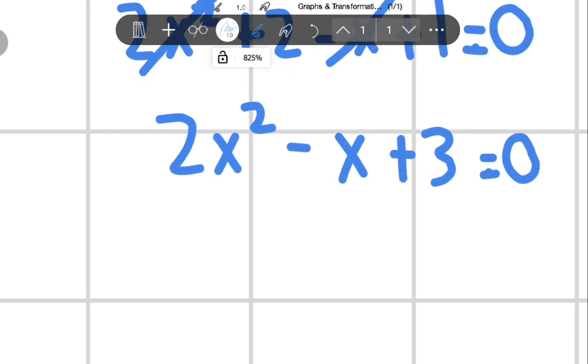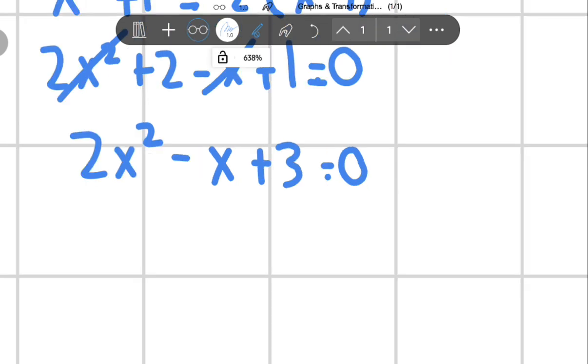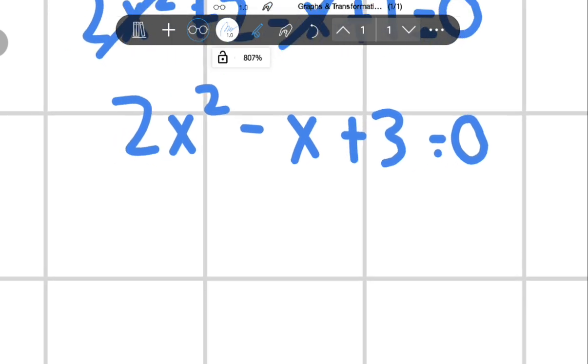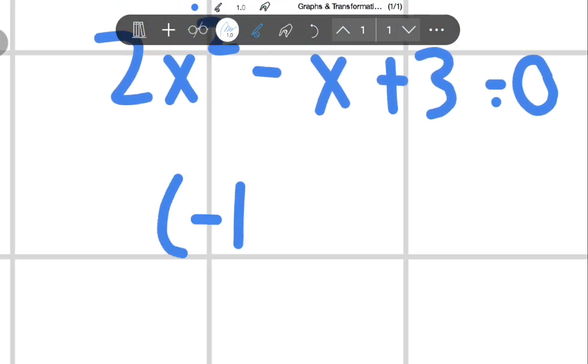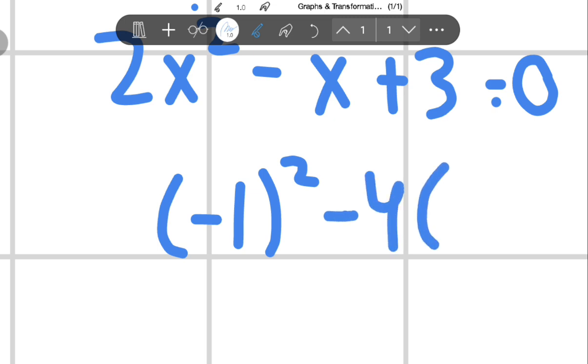So let's put this in the calculator. I'm getting imaginary numbers. So let's first of all get the discriminant of this to see if there are any solutions. As I said, I was getting imaginary numbers in my calculator, so let's just get the discriminant. This is also another way to confirm. So it's b squared minus 4ac. b is negative 1, so we have negative 1 all squared minus 4 times 2 times 3.